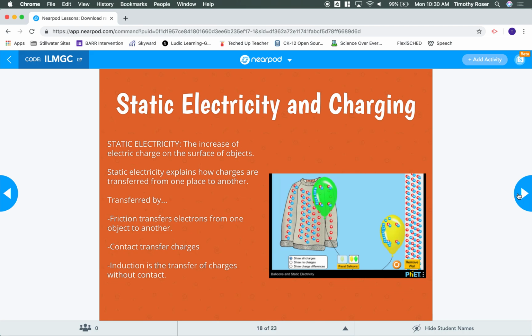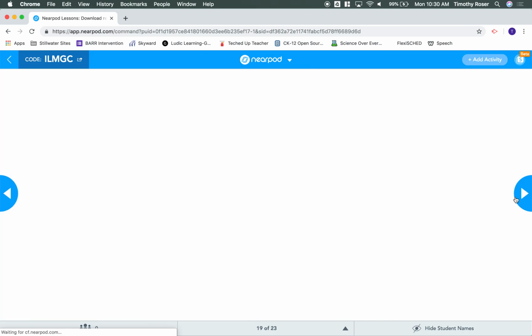Hopefully we'll have a Van de Graaff generator set up front so you can see that when an electric charge builds up and you touch the generator, the charge transfers to you through contact. Induction is when there is a transfer of charge without contact, like if you were to shock your finger on a doorknob in the winter. You don't even touch the doorknob, yet you still get shocked, so there is a transfer there.